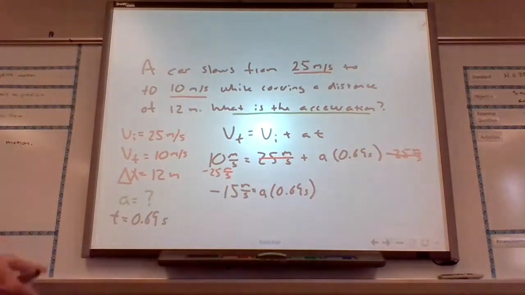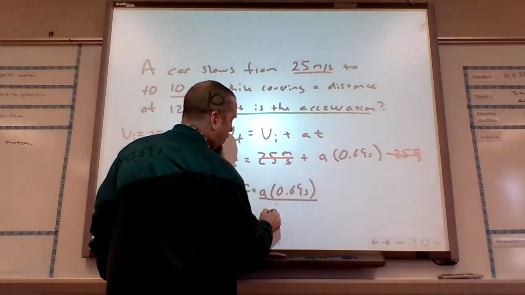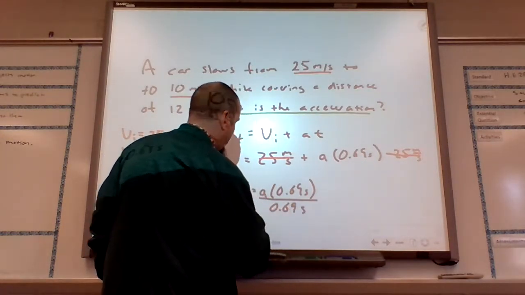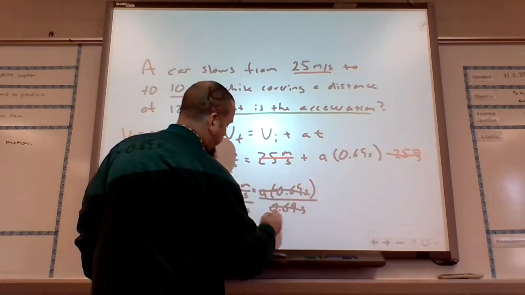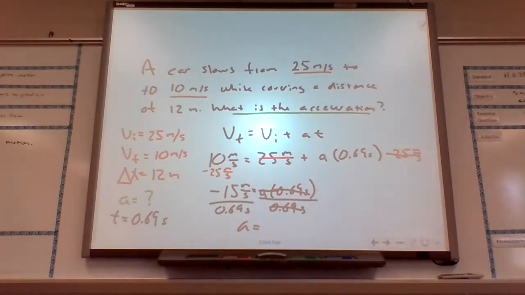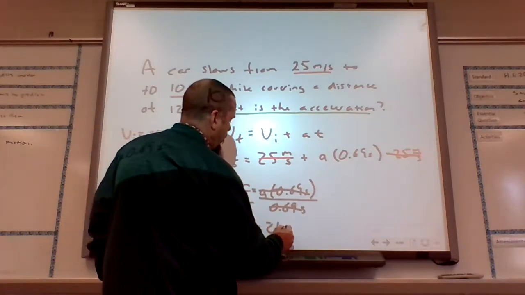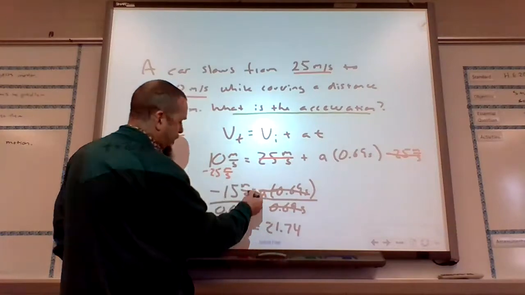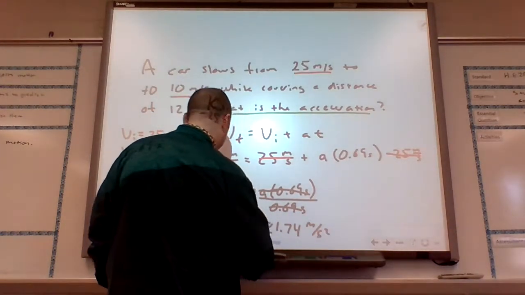Again, don't worry about the negative sign. It's slowing down. We need negative acceleration, and that's the number that's going to give it to us. And then we'll divide both sides by the 0.69 seconds to get A equals 15 divided by 0.69, 21.74 meters remains on top. It's seconds divided by seconds, so it's seconds squared on the bottom.